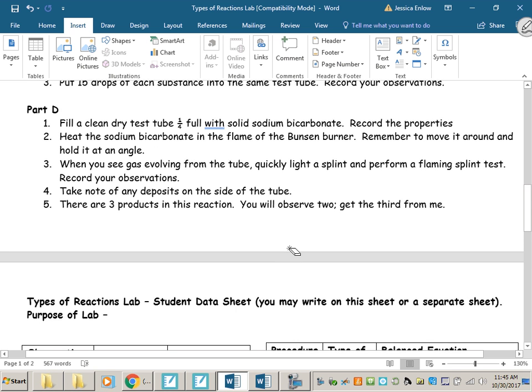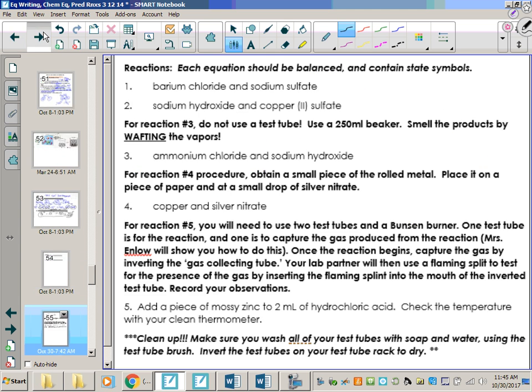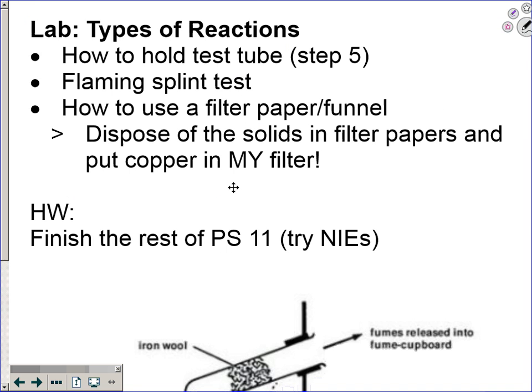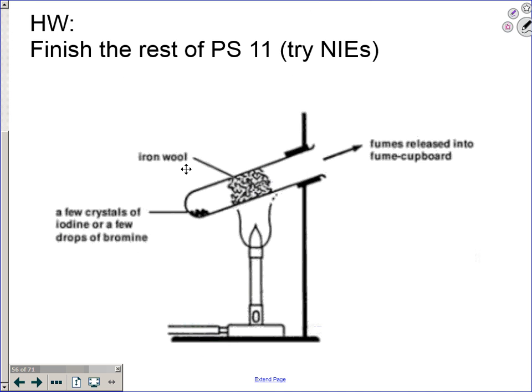But part D, you'll notice it says fill a dry test tube a quarter full with solid sodium bicarbonate. Heat the sodium bicarbonate in the flame of the Bunsen burner. Remember to move it around and hold it at an angle. So that looks like this. You'll have your Bunsen burner here. You won't hold your test tube with a ring stand. What will you hold your test tube with? Test tube holder, right? And you'll hold it at an angle, and you'll be looking for some sort of chemical reaction.